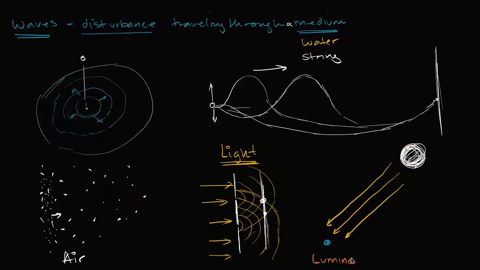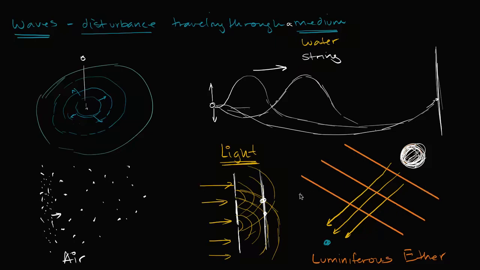now I'm not spelling it right. Luminiferous ether. And there was this idea that maybe even in the vacuum of space, you have this substance, this luminiferous ether that the light is traveling through, that somehow it's a disturbance in that luminiferous ether.